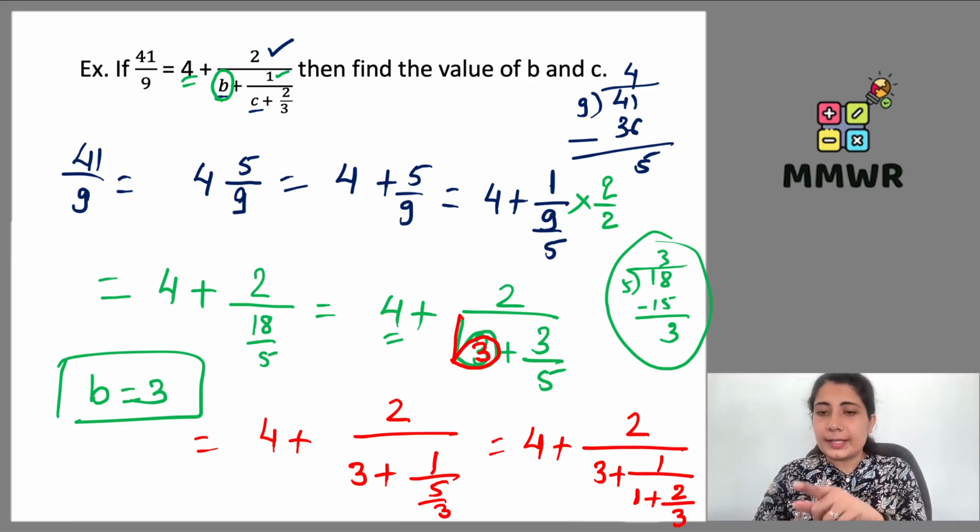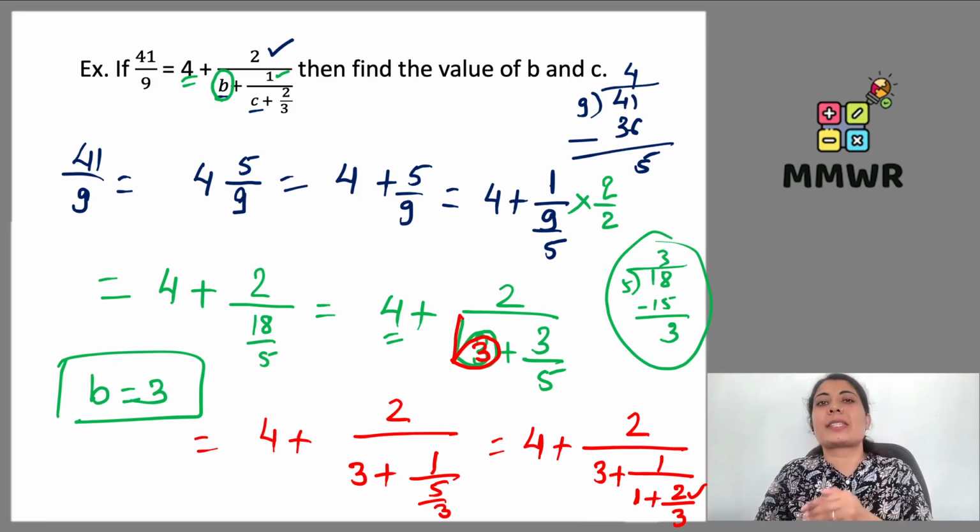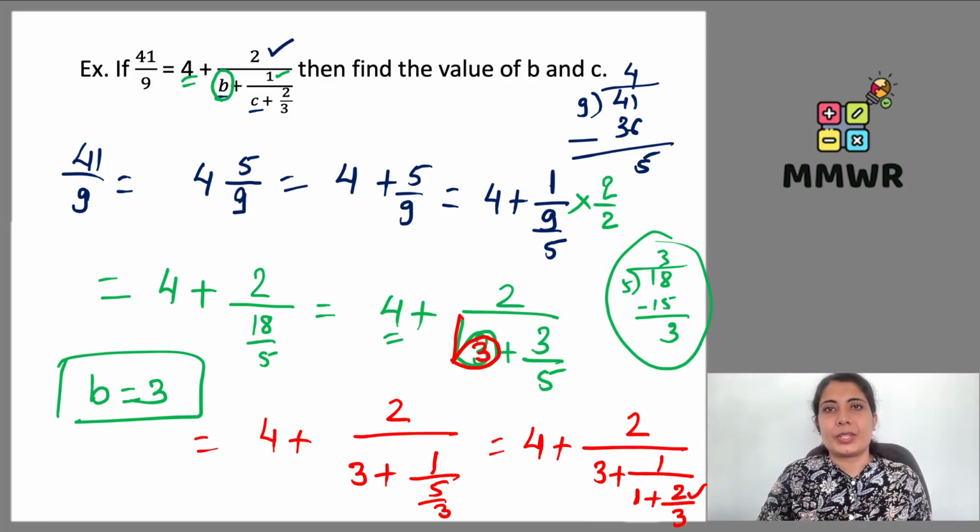Remainder will be 2, that I wrote here. So when we convert this 41 upon 9, this gives us 4 plus 2 upon 3 plus 1 upon 1 plus 2 upon 3. So this way we got the value for B as well as for C also. The value for C is 1.